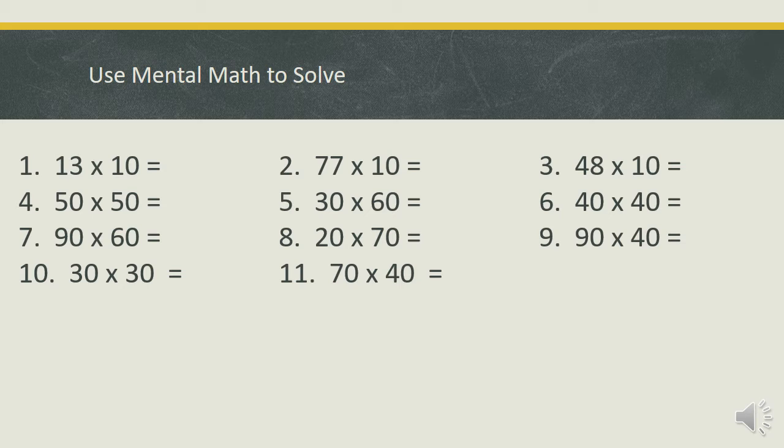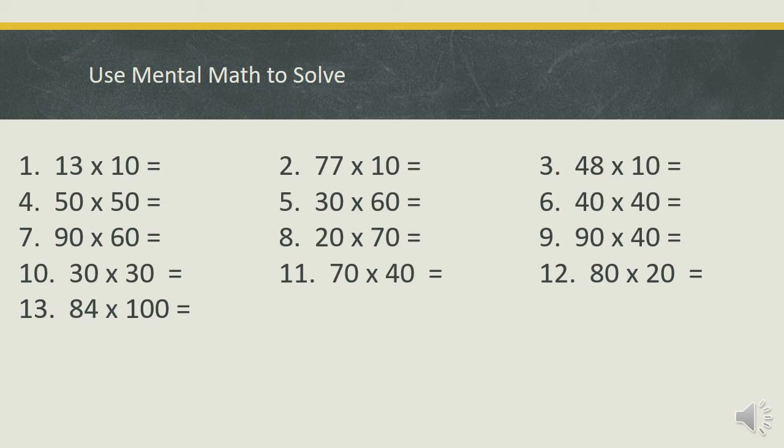70 times 40. 7 times 4. Those are your non-zero digits. Multiply them together. Annex your zeros. Number 12. 80 times 20. Write your answer. And then let's go on to number 13.